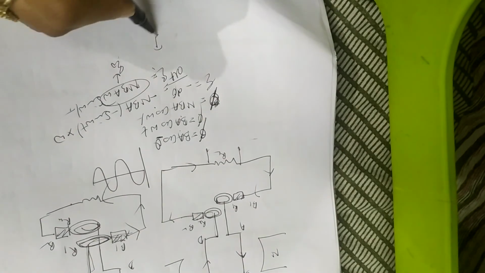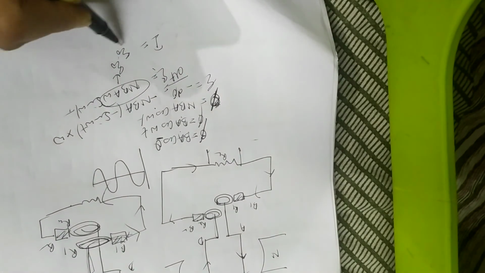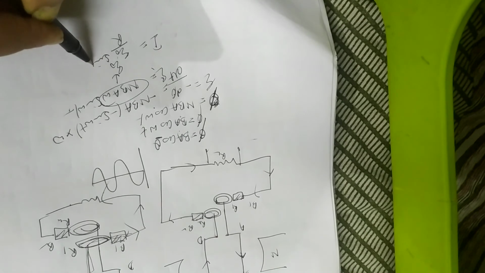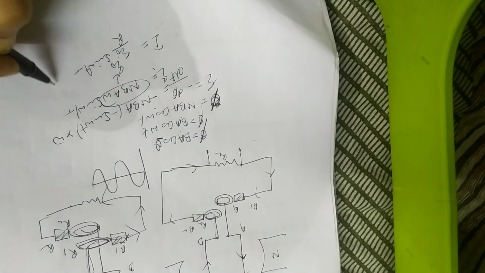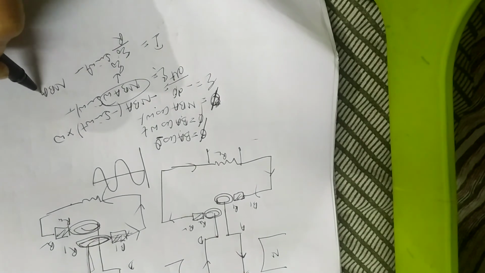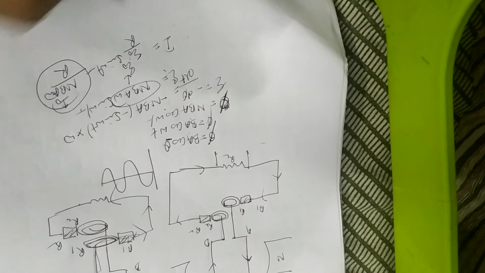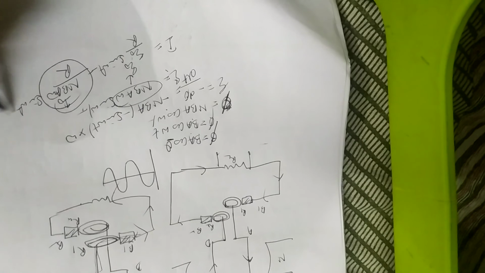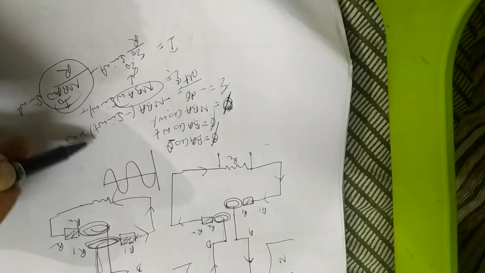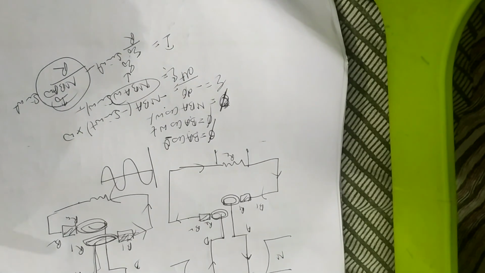If you want the induced current, that will be E naught over R into sin omega t, so it can be NBA omega divided by R. This is the peak value of current, I naught sin omega t. So this is the mathematical portion for the AC generator.